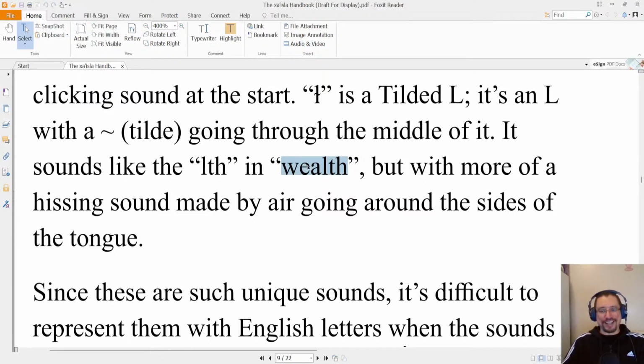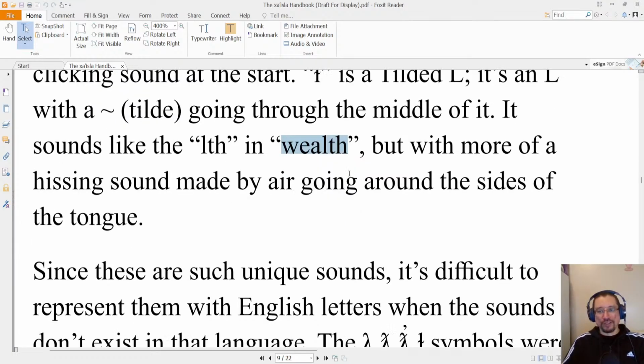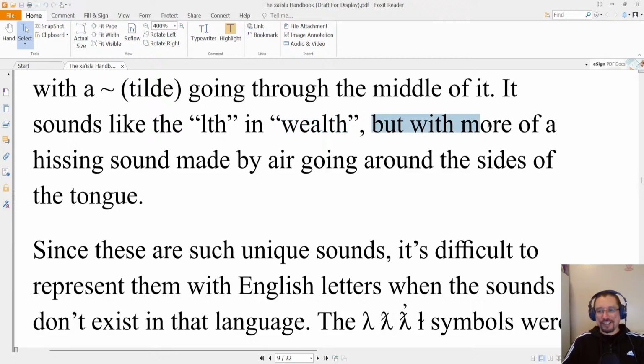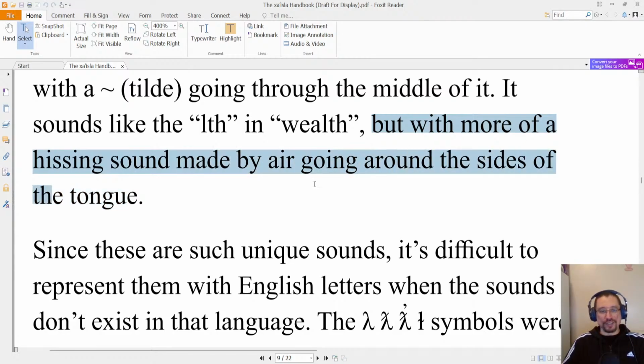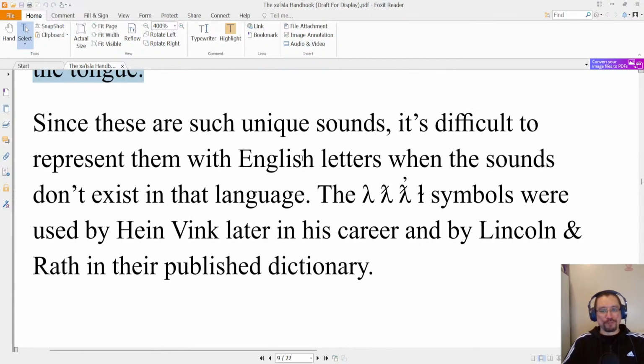So I'll try this again. Wealth, wealth. I did it again a little bit. It was a little bit softer that time, but wealth, wealth, wealth. I kind of have to practice that. I have to retrain myself to say that in English. It's like the LTH in wealth, but with more of a hissing sound made by air going around the sides of the tongue, which I talked about a little bit earlier.